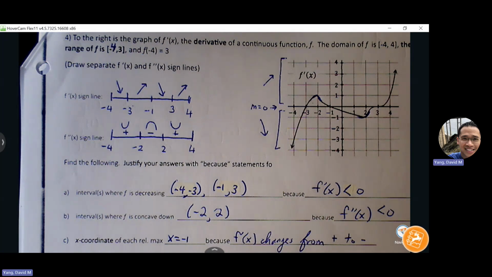So whatever we do with our graph, you have to just make sure that it fits in that interval range that is provided for you.